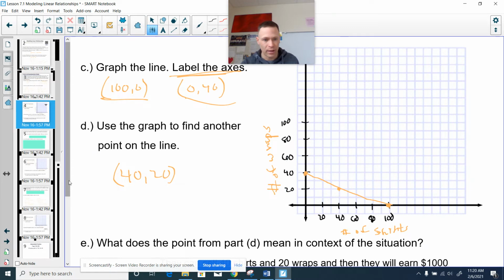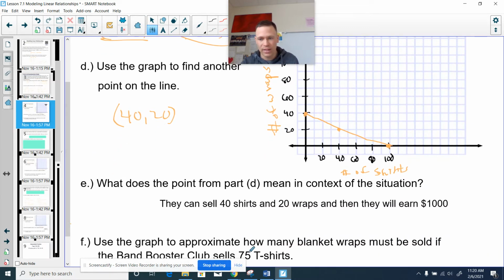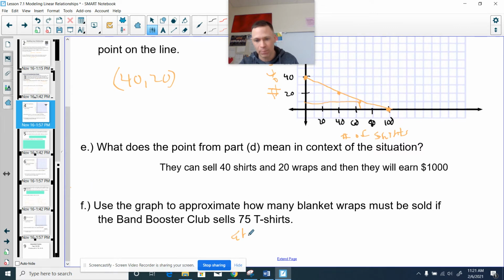Okay, so if I sell 75 t-shirts, how many wraps must I sell? So I'm going to go to 75. If this is 60, that's 70. 75 looks like it's here. Okay. So I'm going to go up there on the graph, and then I'm going to go over to the y-axis, and that looks like about 10. So I'm going to say about 10. Now here's the thing about this, about 10 wraps.